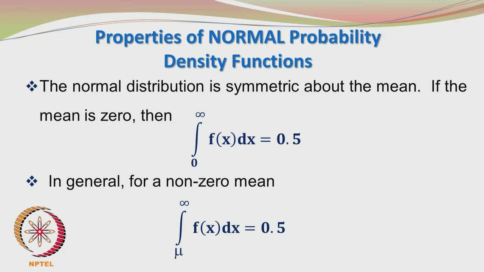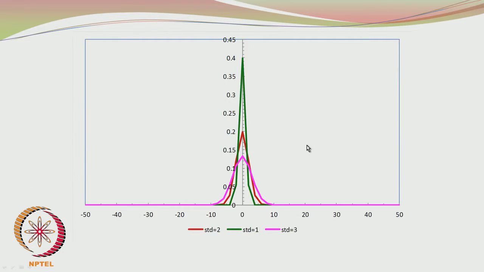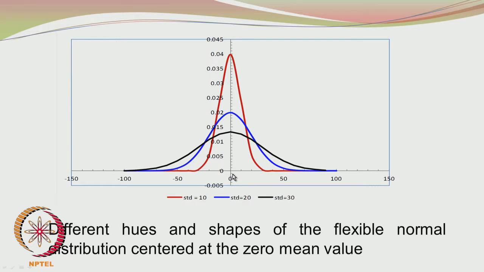The normal distribution is symmetric about the mean. If the mean is 0 and then you cover from the mean value to the upper limit, 0 to infinity, you get the integral of f of x dx equal to 0.5. Here we have the mean of 0. When you cover the curve from 0 to infinity along this direction, the area under the curve will be 0.5. We know that the total area under the curve is equal to 1. So, when you consider half the domain from 0 to plus infinity, we should get an area of 0.5.